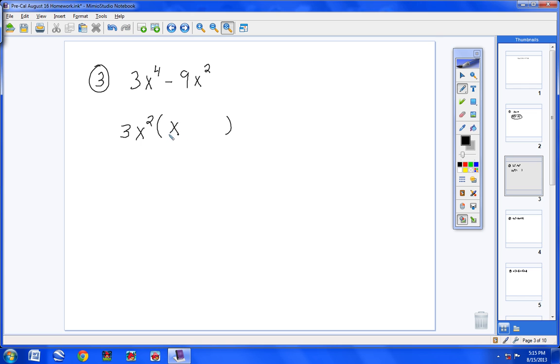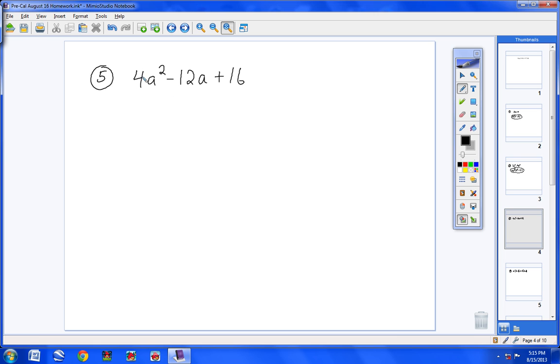Doesn't that make sense? I mean, think about it. 3x squared times x squared is 3x to the 4th. I mean, if you want to put a 1 here, you can. It's fine. I don't mind that. It's up to you. All right, now I'm going to put a blank right here. 3x squared times something would give me negative 9x squared. You got to think about it, but would it not be a negative 3? I mean, 3x squared times negative 3 is negative 9x squared. So there, we factored out a common factor.